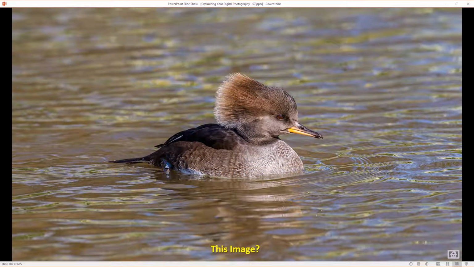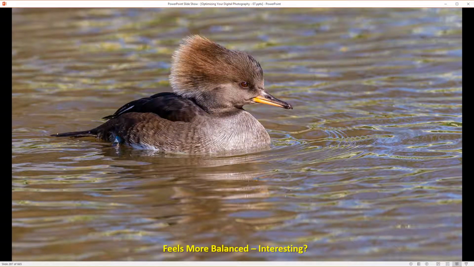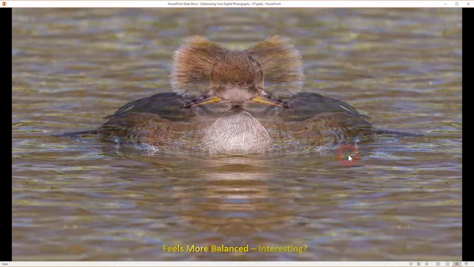So what do you think of this image? Any ideas? It's nice, but I don't think it's all that engaging. It breaks some of the general principles of composition. This feels more balanced, more interesting, because I've moved the subject off to one side and up a little bit. I think that looks a little more appealing than the central, slap bang in the middle of the frame.